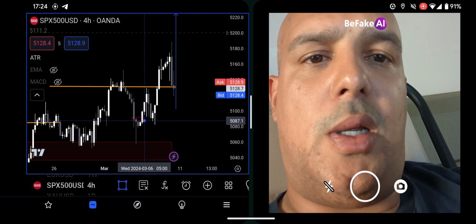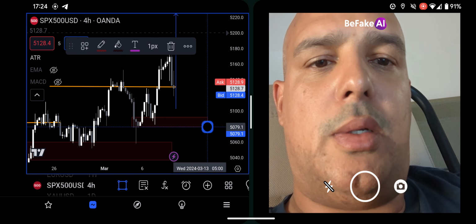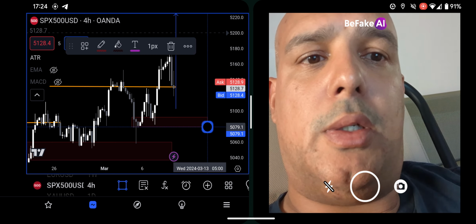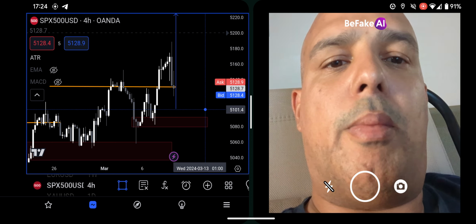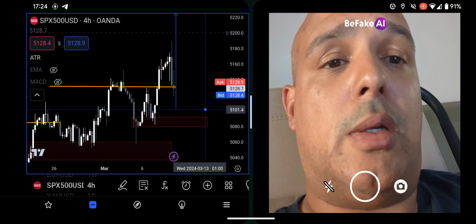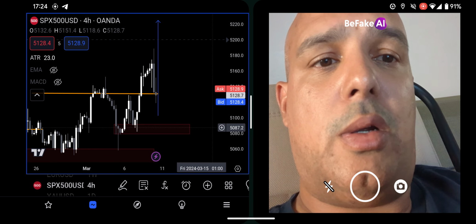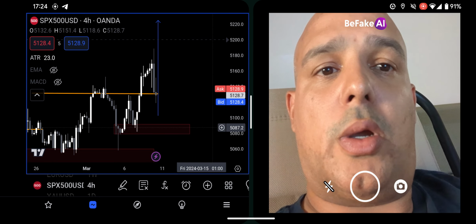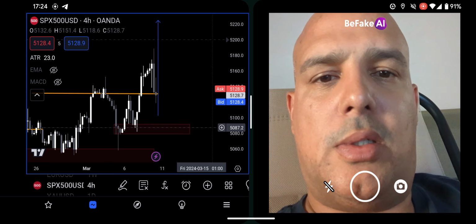What I do have here is an area that could potentially be an area where price will react from. So if price can come down to that area here, then we will look at taking a trade from there. Have to see how price reacts.